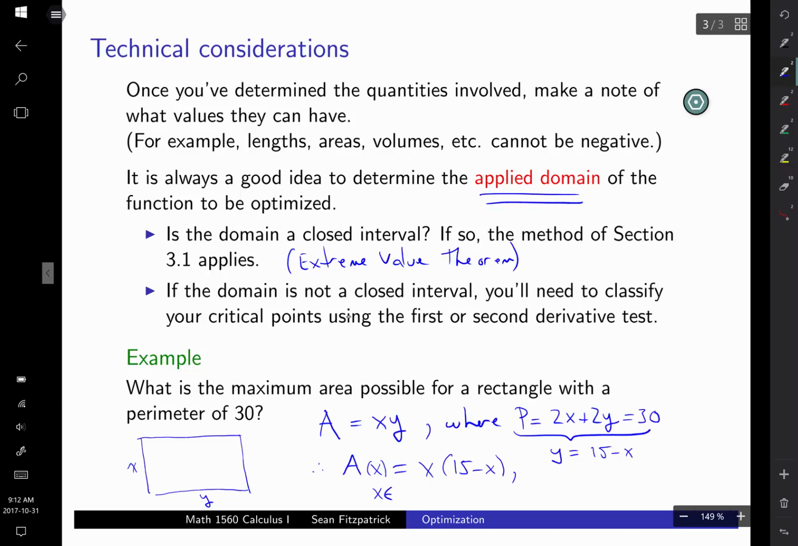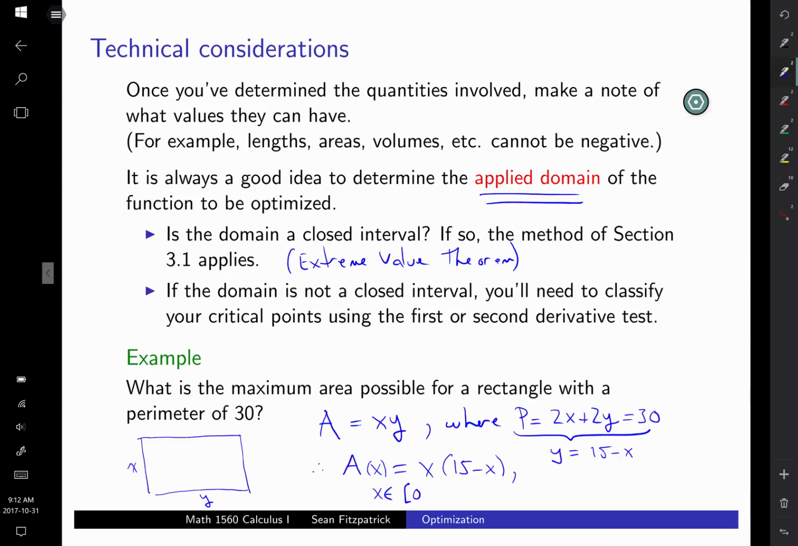And I can even give a domain in this case, right? What's this? Well, okay, so first of all, x is a length. It can't be less than 0. I mean, really, it can't be equal to 0 either, but including the endpoint is not a bad idea because then we get a closed interval where the extreme value theorem applies. And in any case, when x is 0, the area is 0, and clearly 0 area is not going to be the maximum. So we might as well include that endpoint.